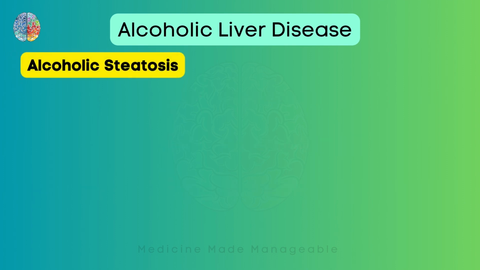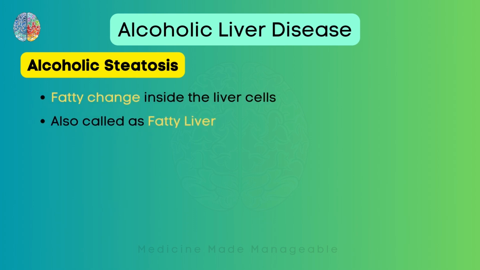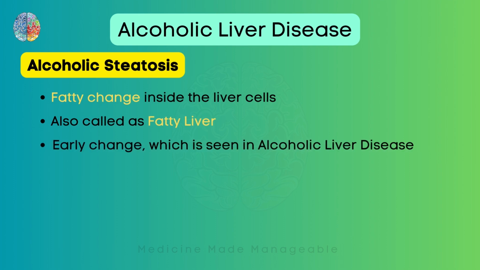So starting with alcoholic steatosis. This is characterized by fatty changes inside the liver cells, and due to this, it is also called fatty liver. This is an early change seen in this disease. And the good thing is that the liver injury is reversible. So if a patient is determined and quits alcohol completely, he or she can completely recover from this stage.